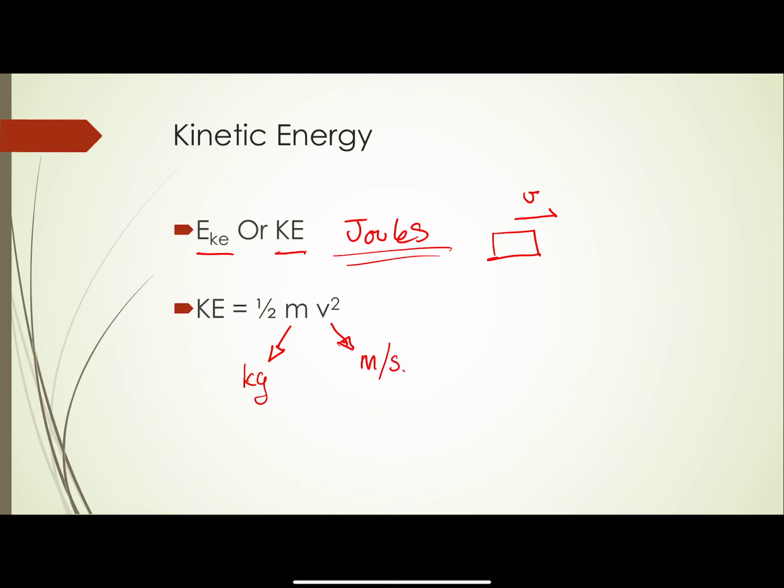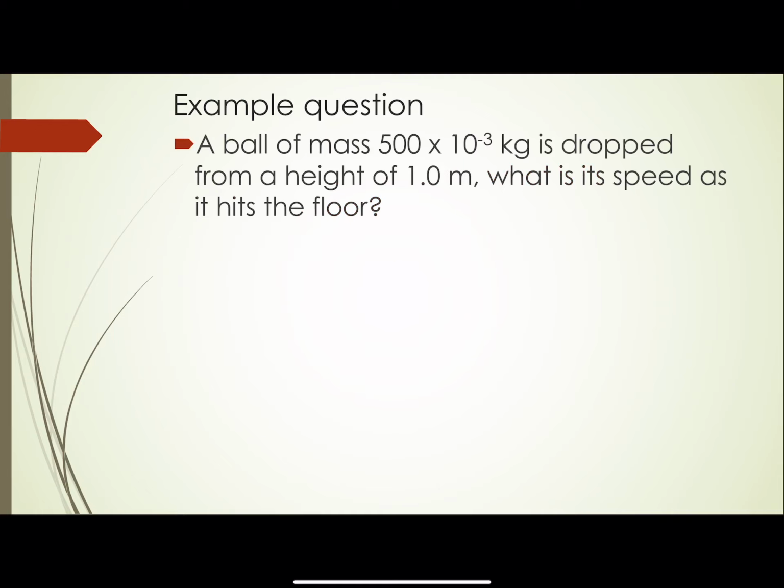Let's have a look at a question. A ball of mass 500 times 10 to the minus 3 kilograms is dropped from a height of 1.0 meters. What is its speed as it hits the floor? Pause the video now if you want to have a go at the question yourself, or carry on and I'll go through how to go about the answer.